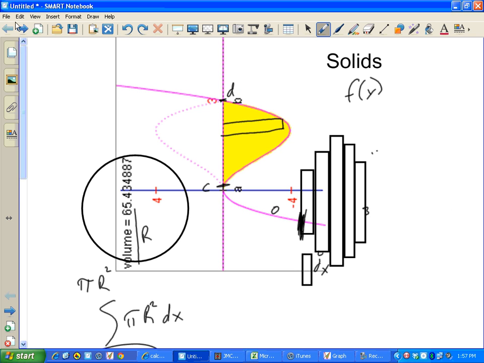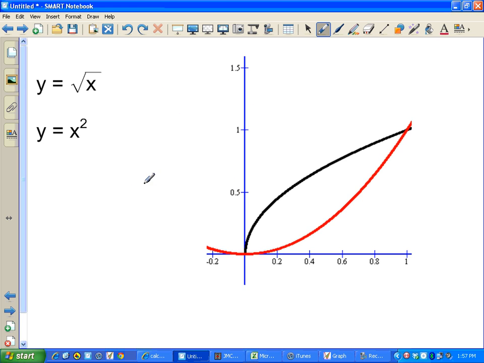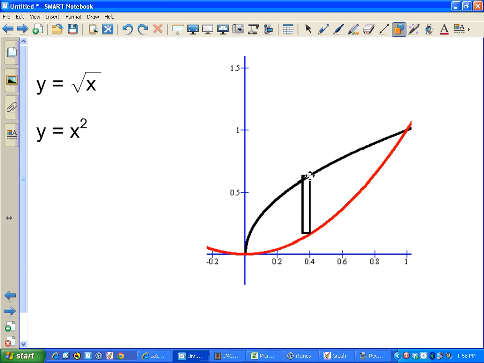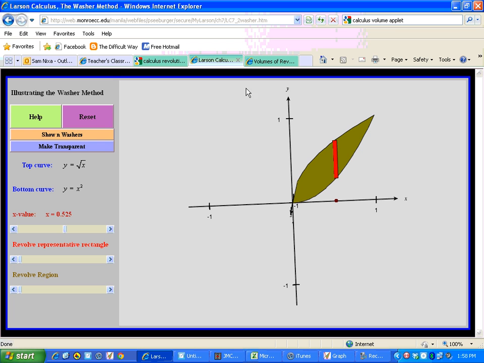Okay, let's look at another one, because you're not always going to have these nice, perfect circular discs. Sometimes you're going to have rectangles. So if we put our little rectangle in here, you're going to have a rectangle that doesn't come into contact with the axis you're rotating around. If I take this rectangle and rotate it around, I can show you what this looks like.